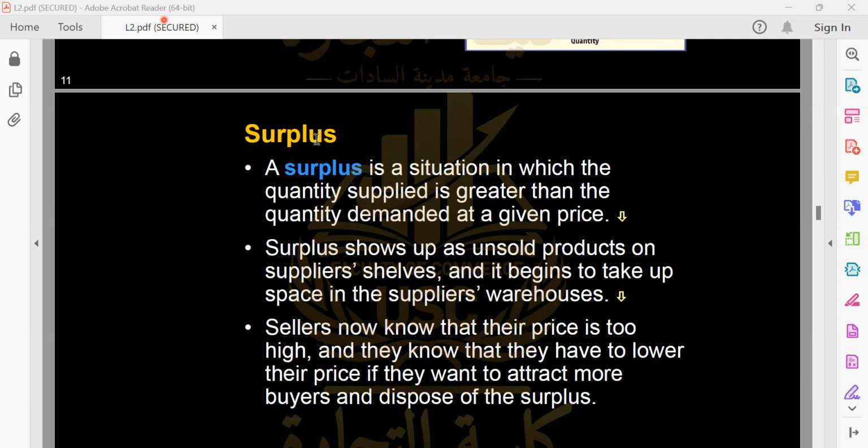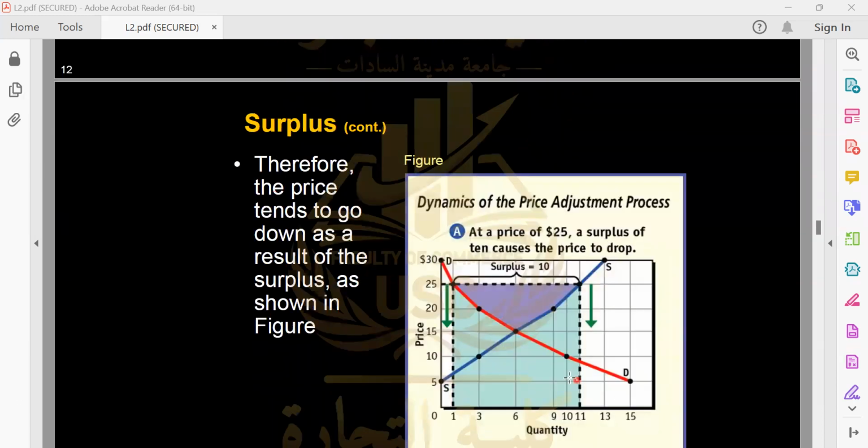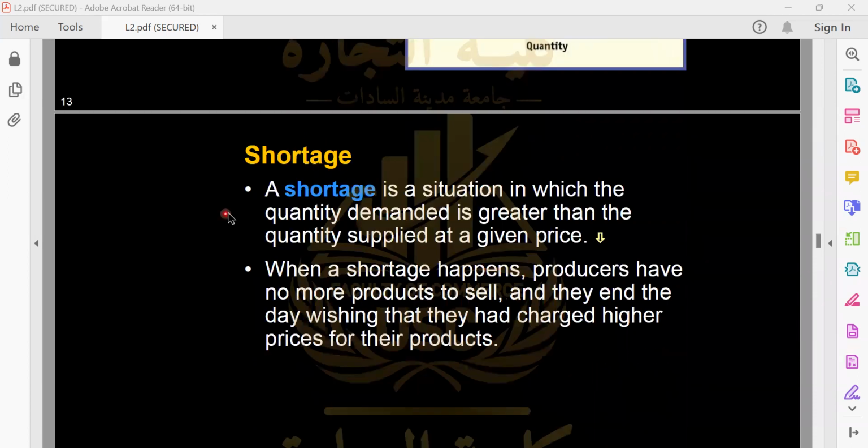So lowering the price will help me to get rid of the surplus. So here we have a surplus. That's when the price is 25, so we are higher than the equilibrium price. We have quantity supplied of 11 and quantity demanded of 1, so we have a surplus of 10 units.